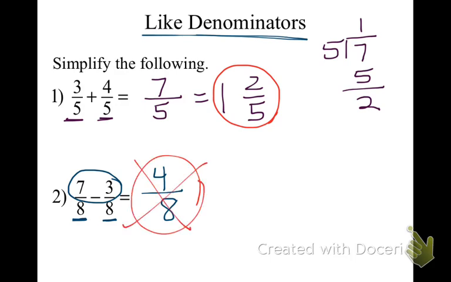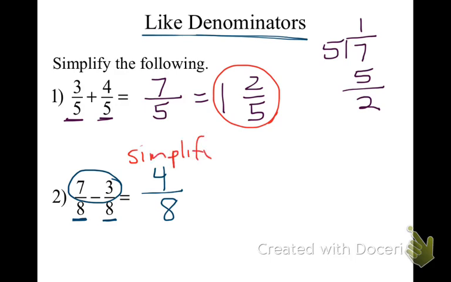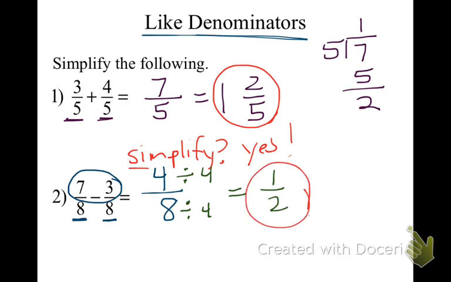So I'm going to say, yes, I have my answer, it's 4/8. You are wrong. Why are you wrong? I'm going to ask you, can I simplify this? The answer is, yes, I can. Well, how can I do that? I can divide the numerator by 4 and the denominator by 4, and I'm going to get 1/2. So 1/2 is going to be your answer. Make sure you check, can you simplify?